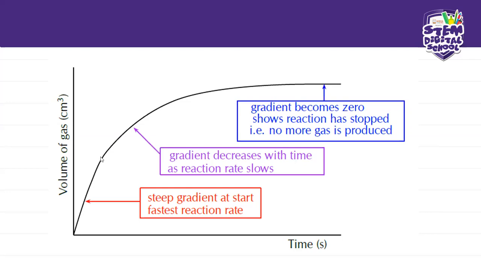But as you see, as the time continues, our reaction rate starts slowing down and it starts reacting at a slower rate, which means that our reactants are reaching the point where they can no longer give any product. But as the time goes, you will see that it becomes a straight line. Why is it a straight line? Because there's no more gas being produced, which means that our reactants have been used up in the reaction and no more gas is produced.